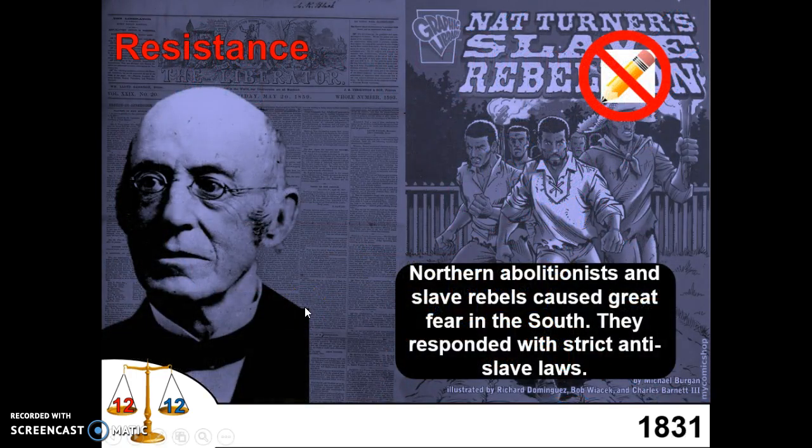Now, during the time period between the Missouri Compromise and the next conflict, resistance is growing in the abolitionist movement. More papers are being published. There's a few more slave rebellions, and the South is getting really nervous about the North's intentions with their way of life and the issues of slavery.